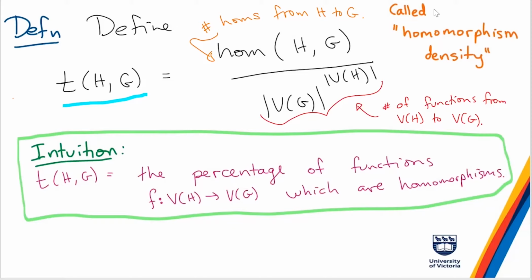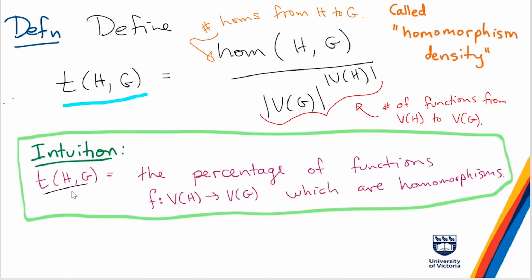And remember, a homomorphism is one of those functions, right? A homomorphism is a function from v of h to v of g which has a certain special property. So this is the definition: in other words, this t(H,G) is like the percentage of functions from v of h to v of g that happen to be homomorphisms. It's just count all the homomorphisms and divide by the number of functions. So it's like the proportion of functions which are homomorphisms.